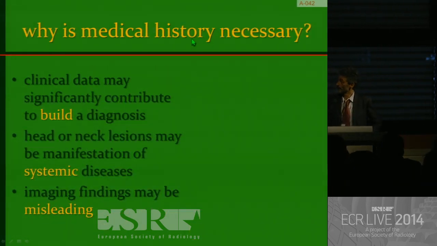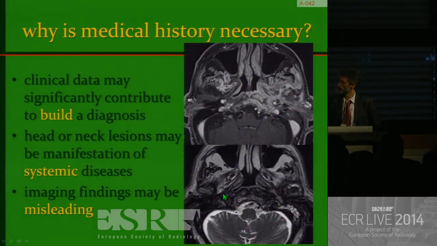So why is medical history necessary? I identified 3 main reasons. The first point is that, as we have seen, clinical data may significantly contribute to build a diagnosis. This is a puzzling case until you know that this is a diabetic patient and that it all started from external otitis. So this is actually petrous apicitis coming from necrotizing otitis in a diabetic patient and not a tumor.